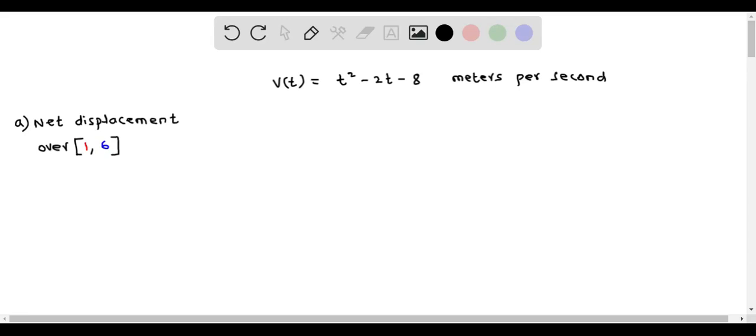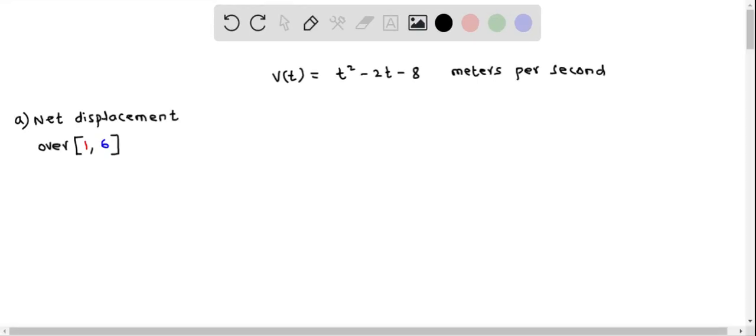In part A, we determine the net displacement of the particle over the interval [1, 6]. So to determine the net displacement, we need the position function. So I'm going to write down this position function. This is basically the integral of the velocity function. So we have to integrate this velocity function, and when we integrate the velocity function, we get the position function.